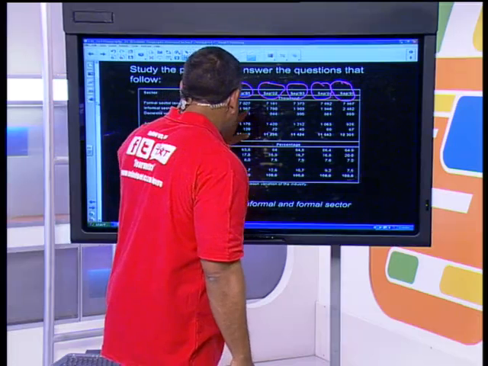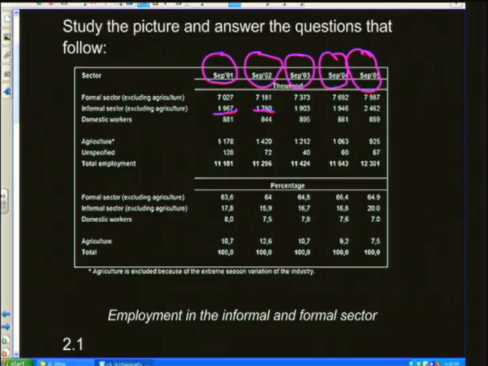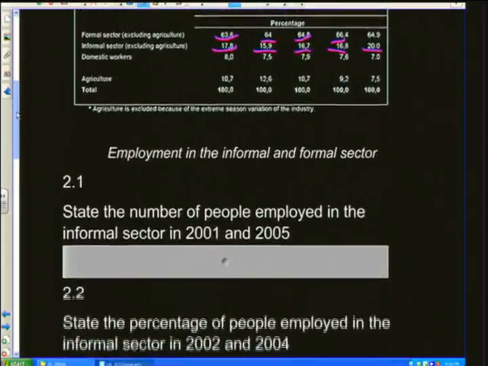And what do we notice about the informal sector? And I scribble again there, that it's also increasing. If you look at the percentages also, it's increasing. All right, with a slight decrease there in the formal sector, and we look at the informal sector, we see a definite increase towards 05. So the sector is increasing. All right, let's look at the questions.